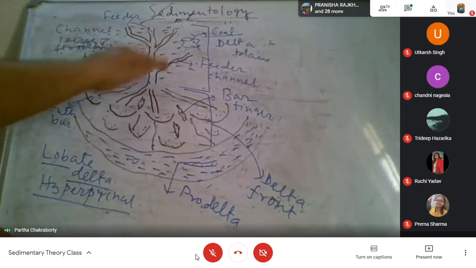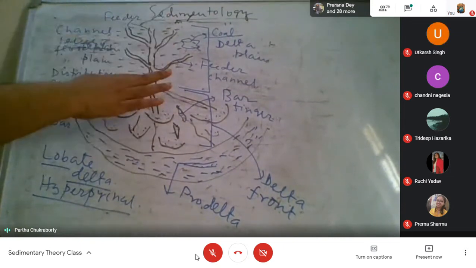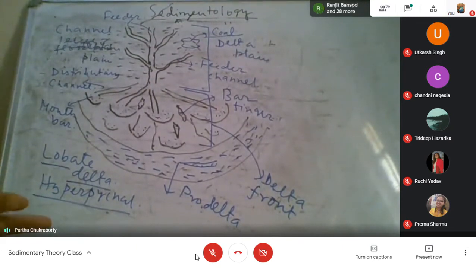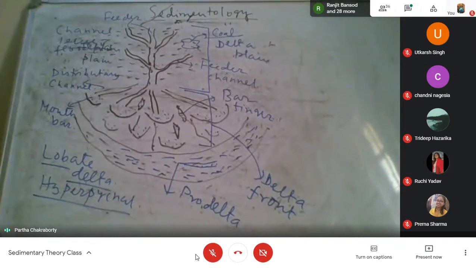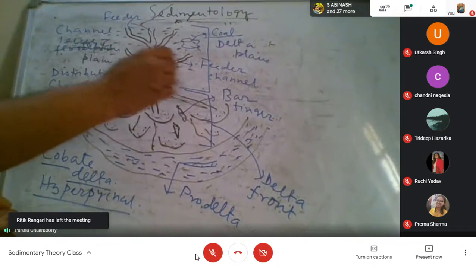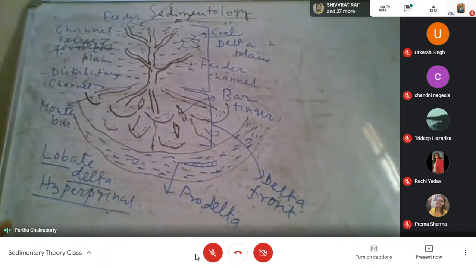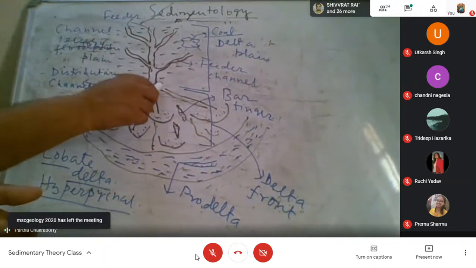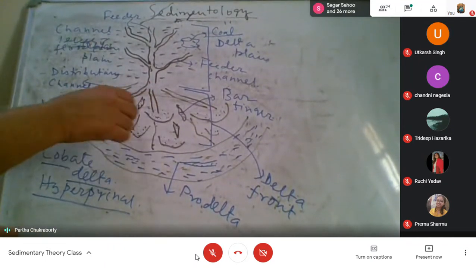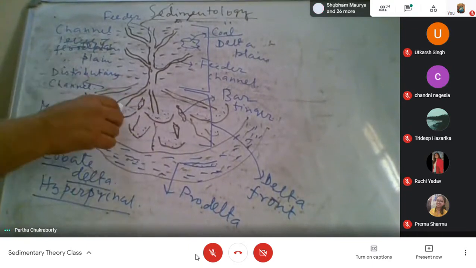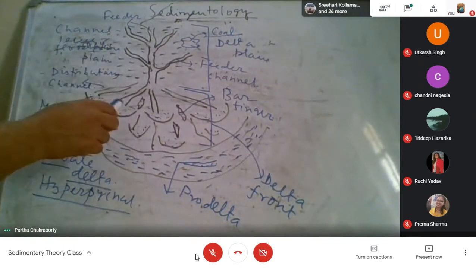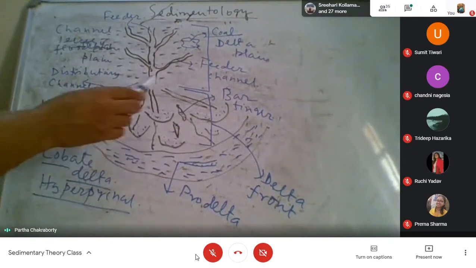Now, as the slope of the delta decreases going more towards the oceanic part, the single feeder system gets divided into a number of channel systems, which are called the distributary channels. Where you start getting the distributary channels, at the distal end of the distributary channel you get the development of the mouth bars. So the channel and the mouth bar, this portion we call the delta plain system.